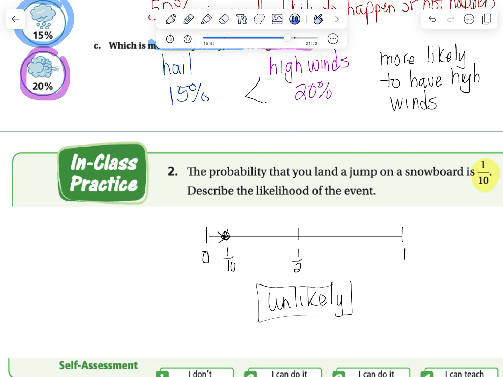All right, this one's kind of all worked out for us, so we'll just read through this. Each turn in a game, you randomly draw a card from a box and replace it. The table shows the number of times you draw each type of card. How many times can you expect to draw a fungi or an animal card in 35 times? So we're looking for the fungi or the animal.